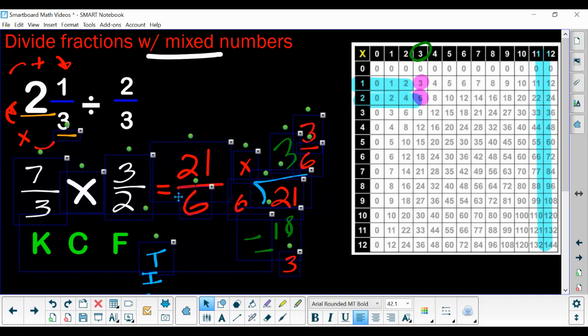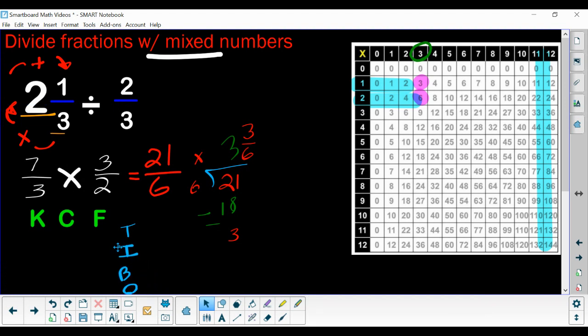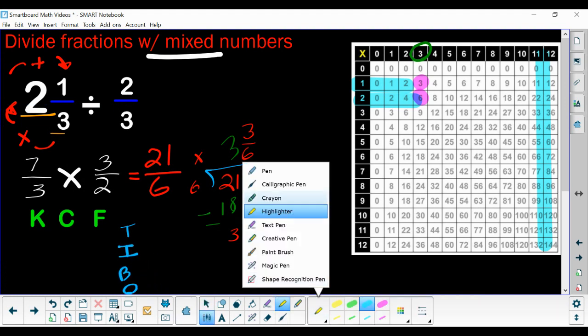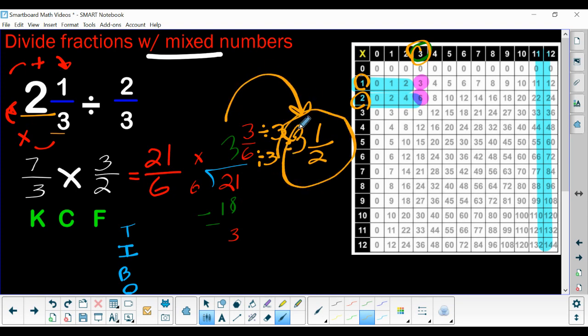So let's make a little bit more space here. So I'm almost done. What was the number that I'm going to divide both of them by? It's already right there in your multiplication chart. The magic number is going to be 3. So divide this and this by 3. I end up with 1 out of 2. And there's my answer, 3 and 1/2.